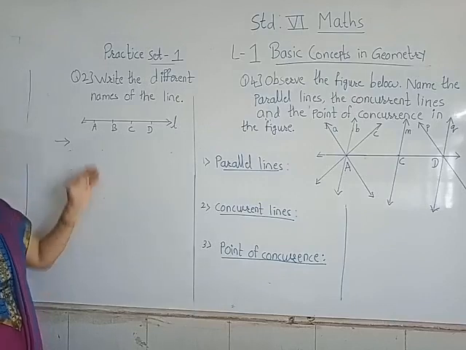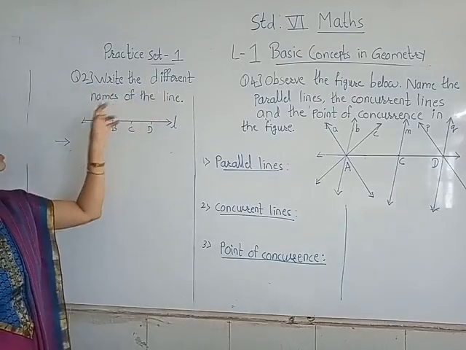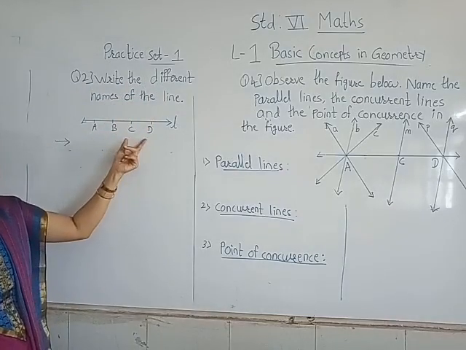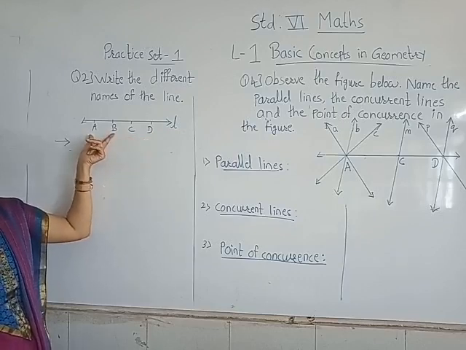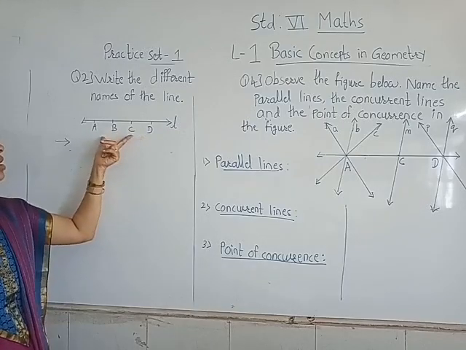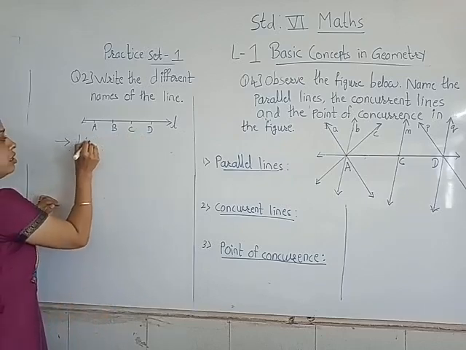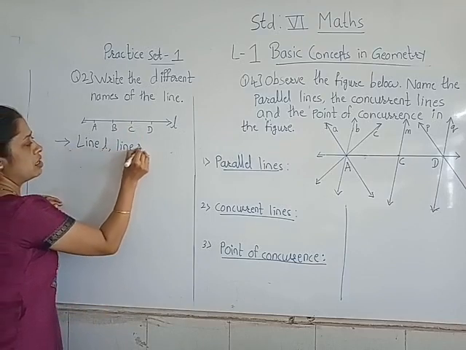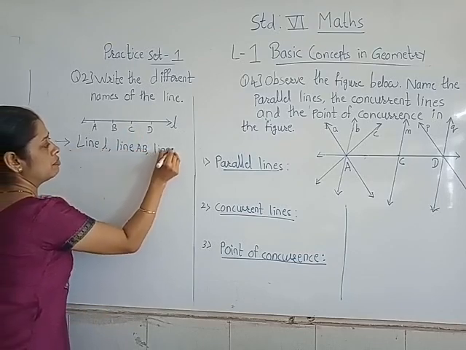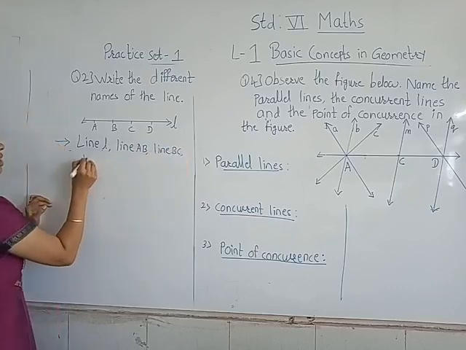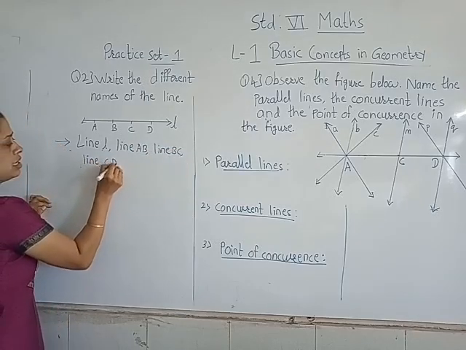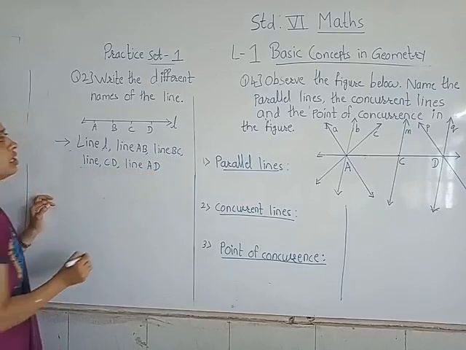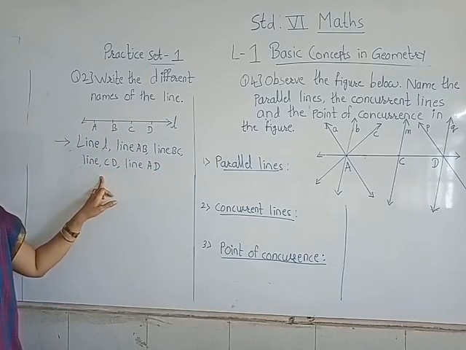Now come to the second question. Write the different names of the line. Observe this line. On this line there are 4 points. So if we choose any 2 points, we can write as a line name. Line L, line AB, line BC, line CD and line AD. So in this way we can write the name of lines.